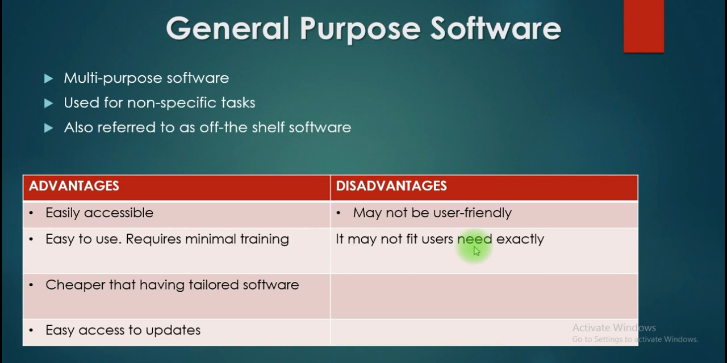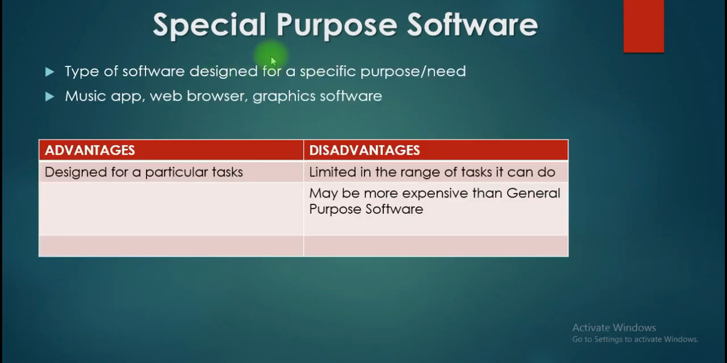Then we have special purpose software, and this now is a type of software that is designed to carry out a specific purpose or to fulfill some specific need. As I mentioned, here I'm using a presentation software. This is Microsoft PowerPoint. So this will be an example of a special purpose software.